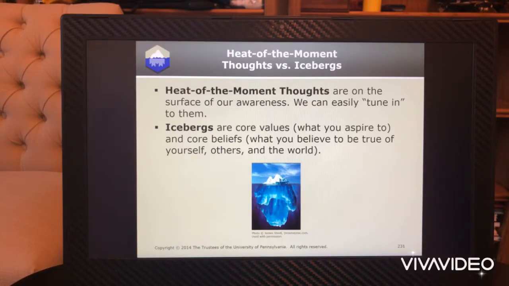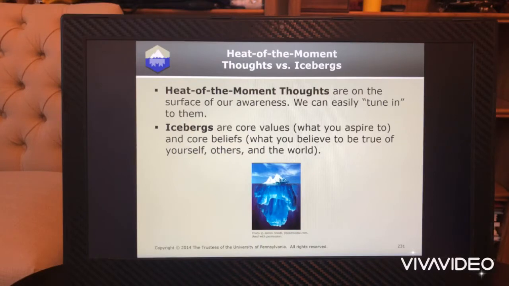An iceberg is a core value or a core belief. So to break those down, if we're talking about core values, you can see the slide says what you aspire to, but what you can really consider is how things should be. And core beliefs, it says what you believe to be true of yourself, others, and the world. And you can think about that as how things are. Heat of the moment thoughts are what we typically get if you remember when we did the ATC model, because they're at the top of your mind and they're easy to identify. Icebergs develop over time and are typically rules or strongly held beliefs that you have as a person. They include both core values and core beliefs.